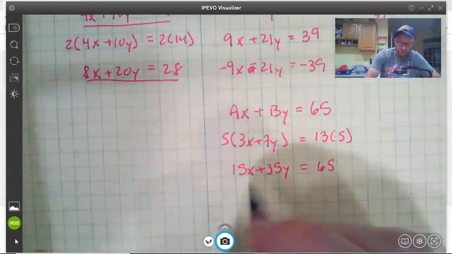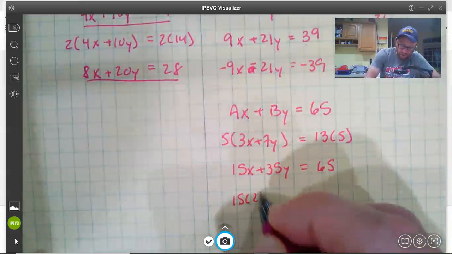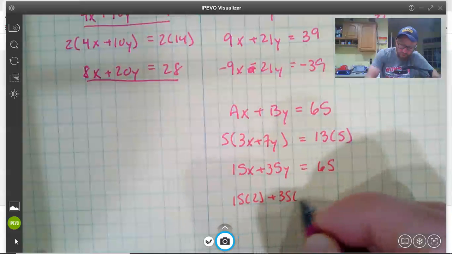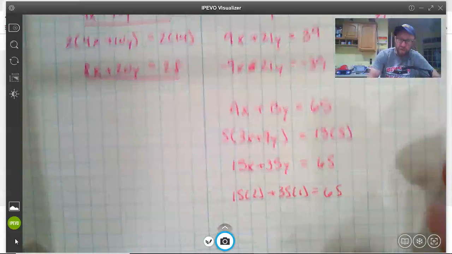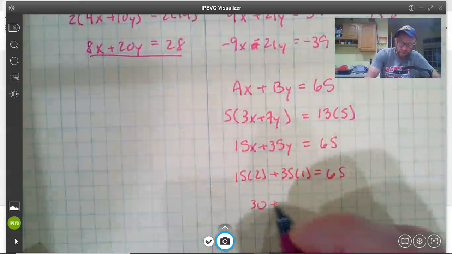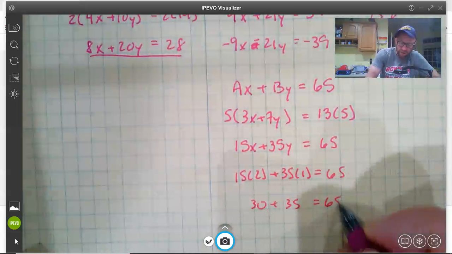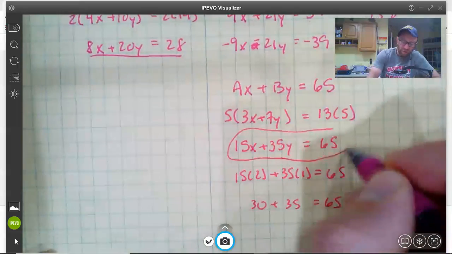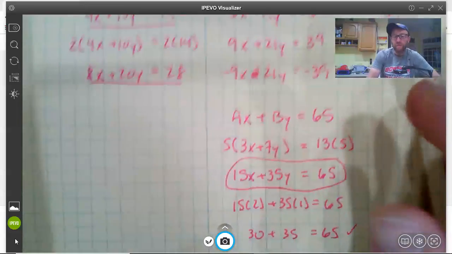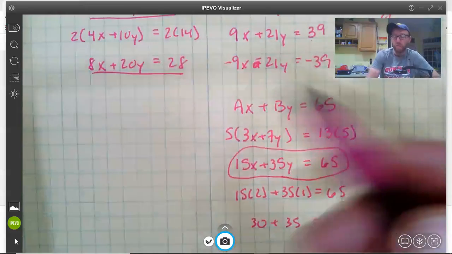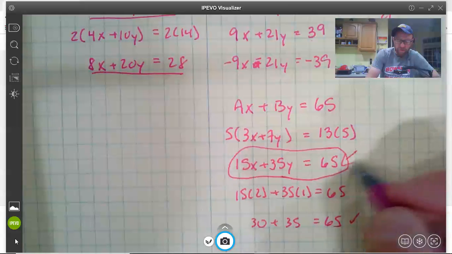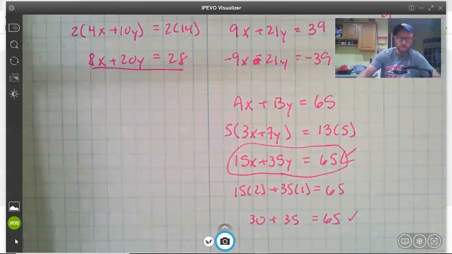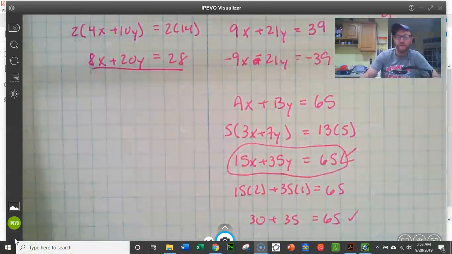We can just check here with our one ordered pair we know works. 15 times 2 plus 35 times 1 is 65. So that's 30 plus 35 is 65, and that works. So I found an equation that fits this pattern, that has the same solution set as the others, but has a 65 over here as the constant term. And you can think of it as scaling up and down linear equations in standard form.